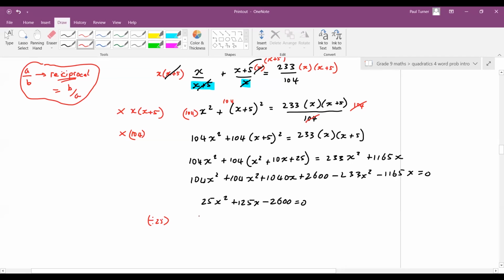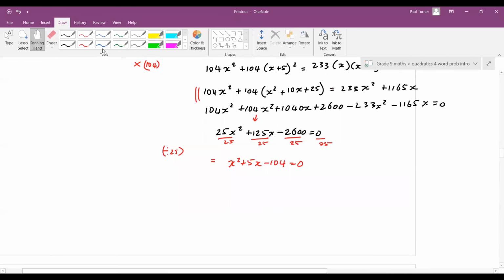Okay, so then you'll end up with 25 everywhere. And then you'll get down to the requirement, which is x squared plus 5x minus 104 equals 0. I kind of skipped a couple of steps in here, but you get the idea. I'm just simplifying down to here. Okay, nearly finished. So then this one's actually quite easy to factorize. So you'll get x plus 12 and x minus 7 equals 0.